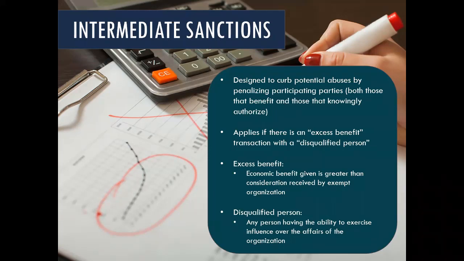intermediate sanctions, and these are really designed to curb potential abuses by penalizing the participating parties, both those that benefit and those that knowingly authorize, and they will apply if there's an excess benefit transaction with a disqualified person. We've got the definitions of excess benefit and disqualified persons below.